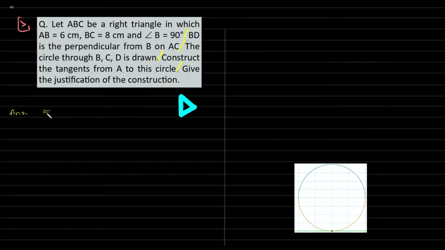So there are a few logical aspects that we need to understand before we look into the actual construction. First is the triangle ABC. So we are going to draw BC first and then AB, and this is 90. So this is the first step.